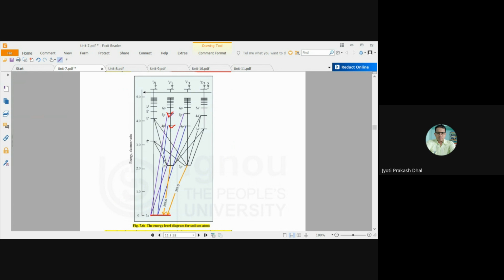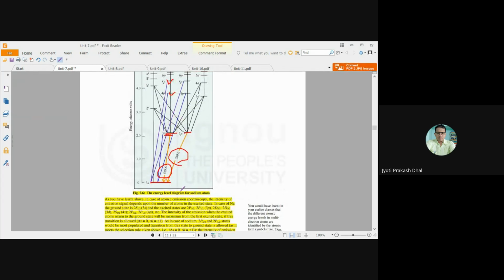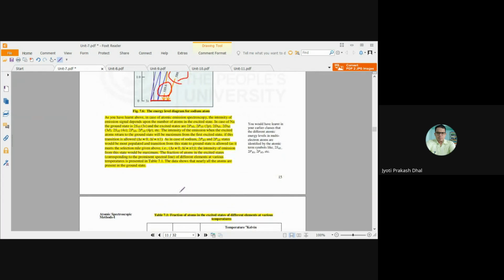For the atoms where the electrons come back from higher energy to the 3p energy level, we know that these are the two degenerate 3p energy levels. From the 3p energy levels, the electron again comes back to the ground state 3s energy level by emitting yellow colored light having a wavelength of 589.6 nanometer or 589 nanometer. So that's why you can observe a yellow glow in the oxyhydrogen flame.